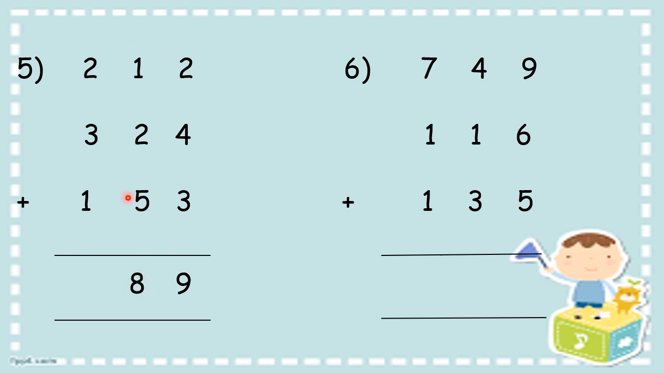Now we have to add the hundreds place value. It is 2 plus 3 plus 1, equal to 6. So the answer is 689. Here, look at the next sum.